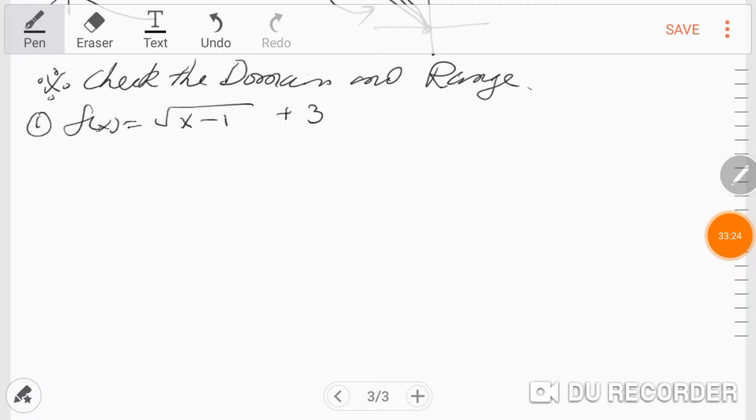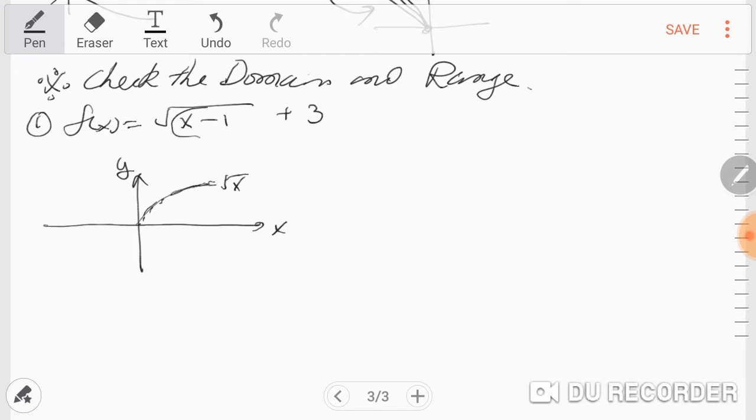Okay, in this example, let's check the domain and the range of this function. In order to find the domain and the range, we can graph this one so that we can check the domain, the x values, the input values, and the output values. Translate the graph of square root of x. So this is the graph of square root of x. Since x is replaced by x minus 1, we are shifting this graph 1 unit to the right, like this.